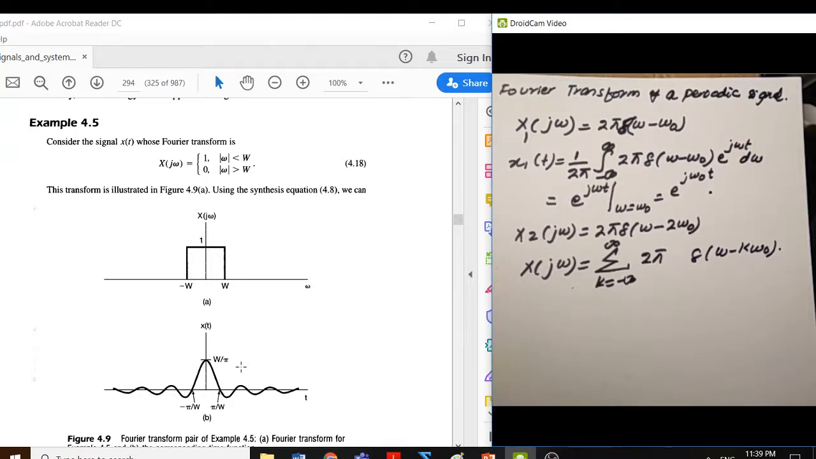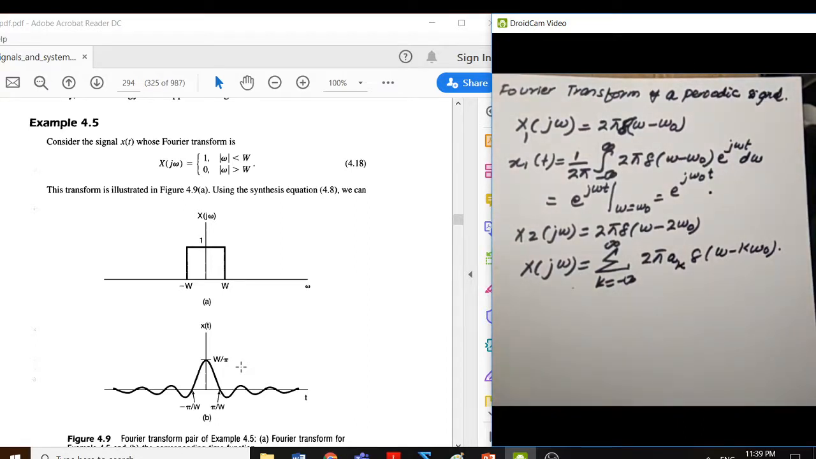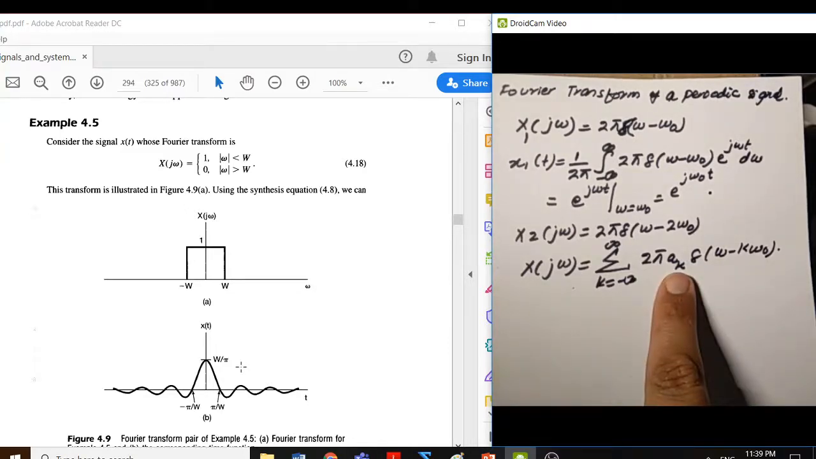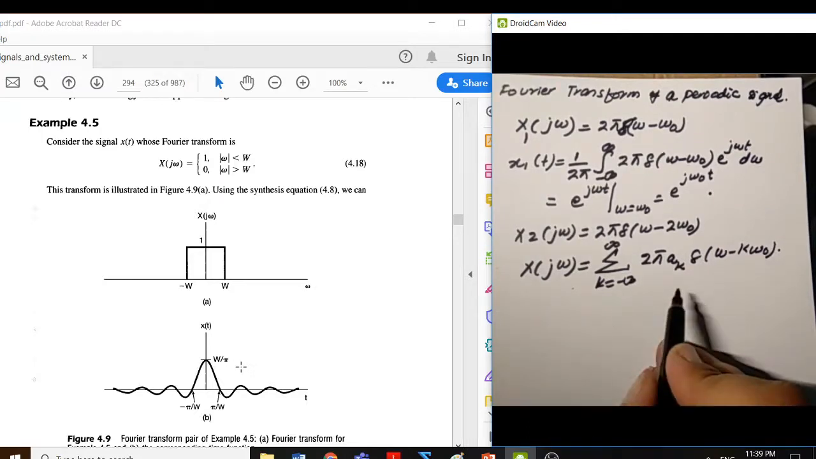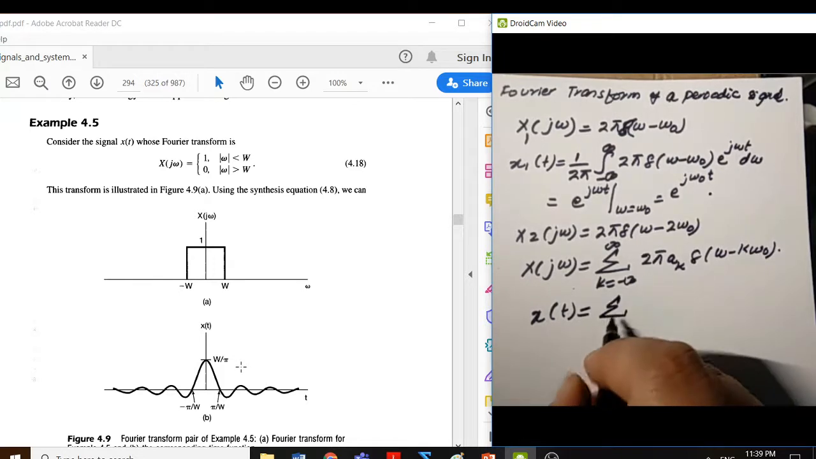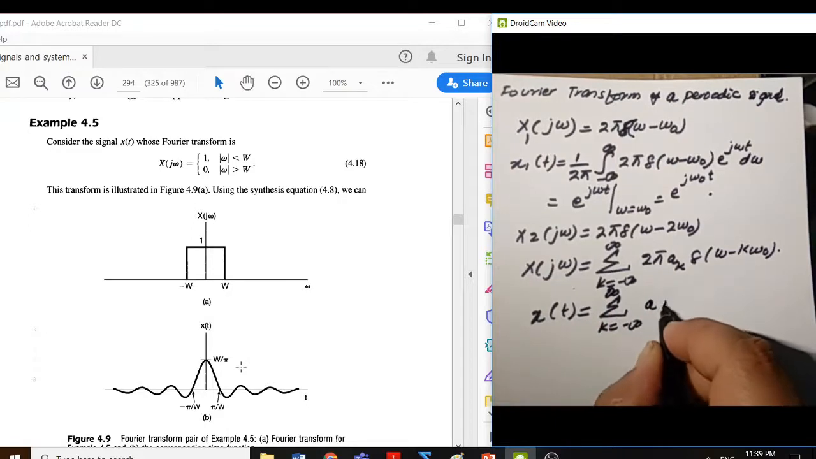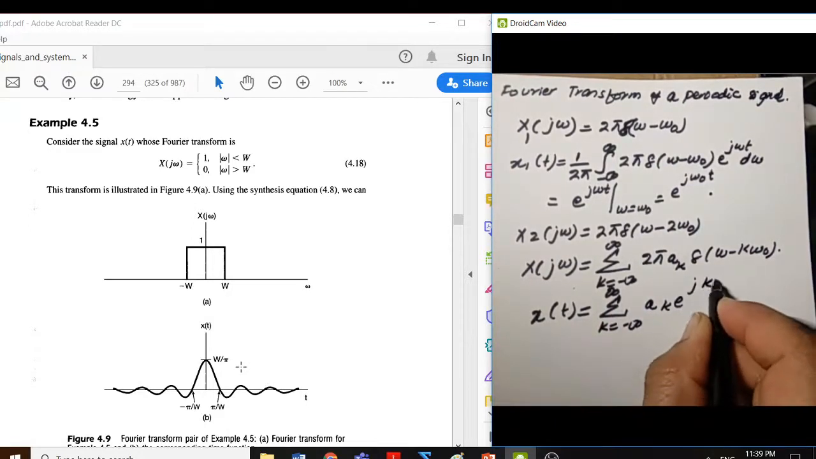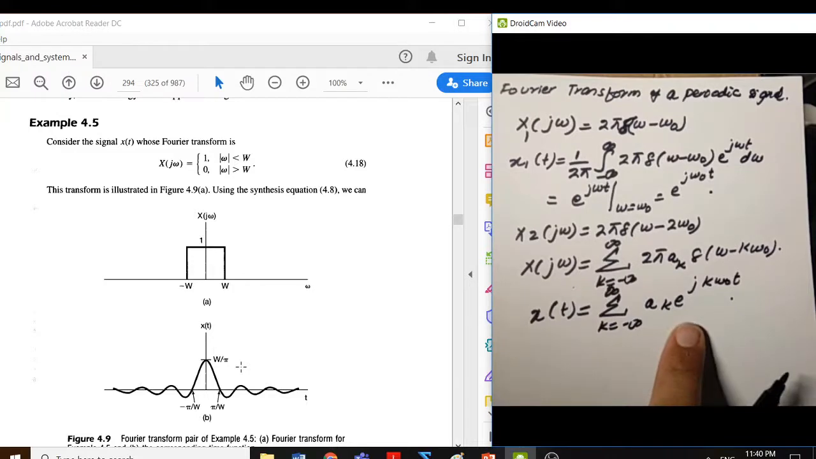Also, we say that it has a magnitude A of k. Now this magnitude A of k will appear as such in the time domain function. So when I take the inverse Fourier transform of this function, I get x(t) is equal to A of k e^(j k omega naught t). Interestingly, this is the same expression as that of Fourier series.